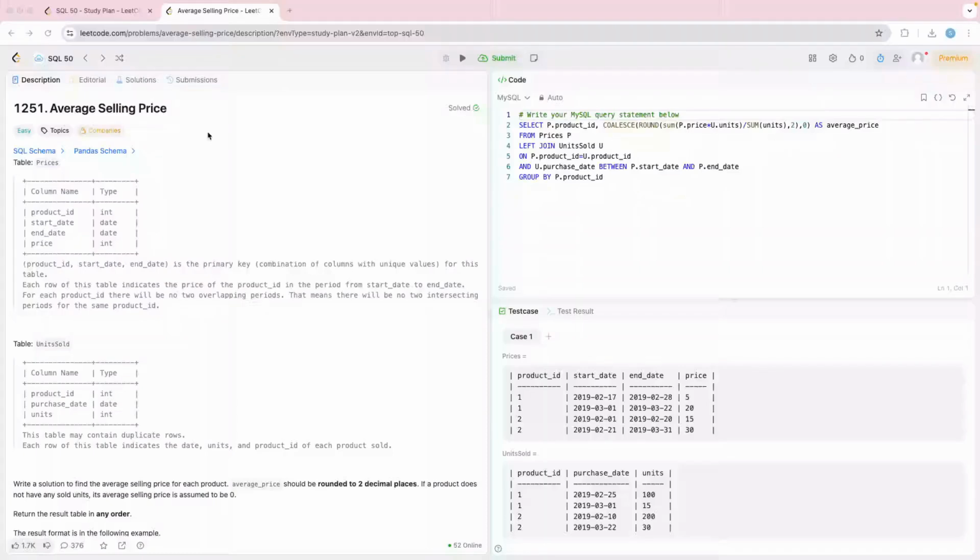Hi guys, now we'll see the LeetCode SQL question Average Selling Price. In this question we are given two tables, the Prices table and the UnitsSold table.